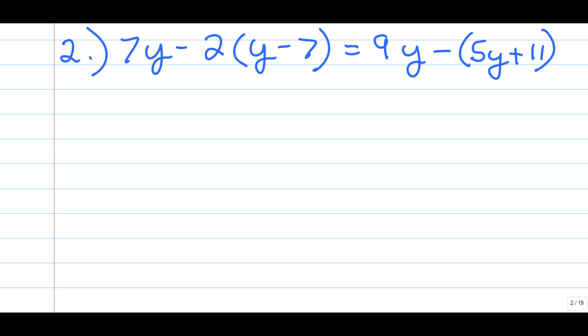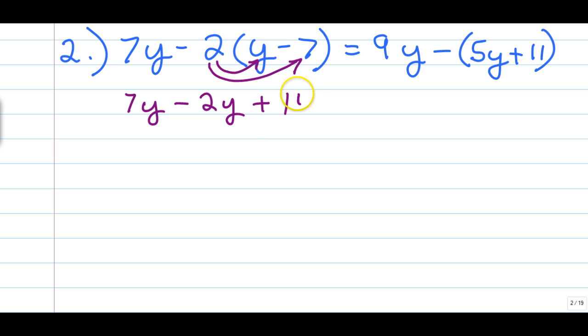Next, we are to solve for y in problem number 2. We will start by clearing the parentheses using the distributive property. This means that the negative 2 will be distributing through to both terms inside the parentheses. We'll carry down the 7y unchanged, as we're not using it at this time. We distribute the negative 2 to the y to create a minus 2y. We then distribute the negative 2 to the negative 7 to create a positive 14.